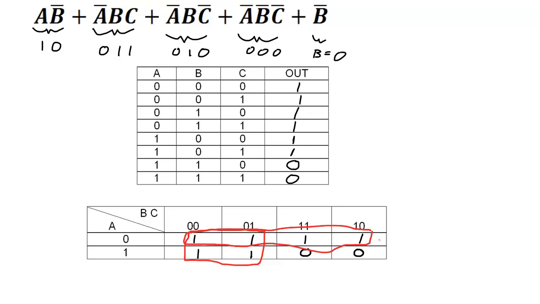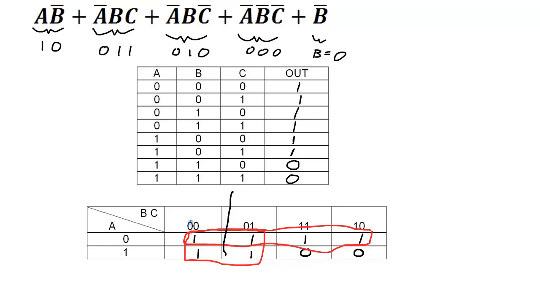So I can make a group like that. Now we want to identify the value of the box. For this particular box, this group of 4 here, what variables are constant within that box? We can see that A is a 0 in this row and A is a 1 in this row. So A changes as we go from row to row, so A is not constant in this box.